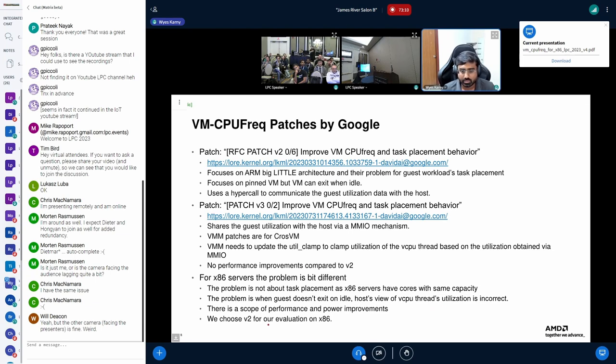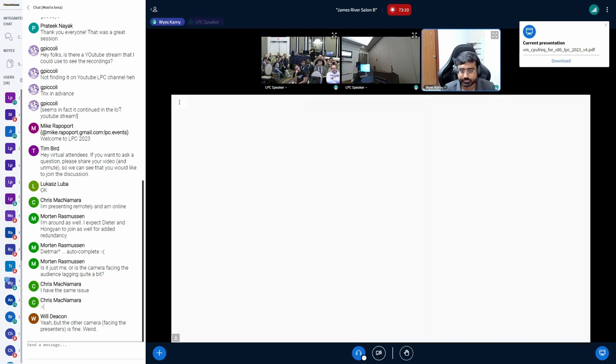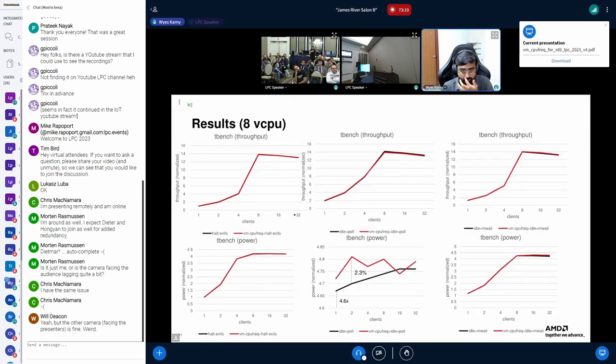We picked up V2. I'll not go into details on how this works, because Saravana has already covered it in the previous LPC talk. We ported those patches to x86. For results, I tried the dbench and kernbench workloads. If you see the dbench results, the first case is the halt case, the second is the idle poll case, and the third is the idle mwait case.